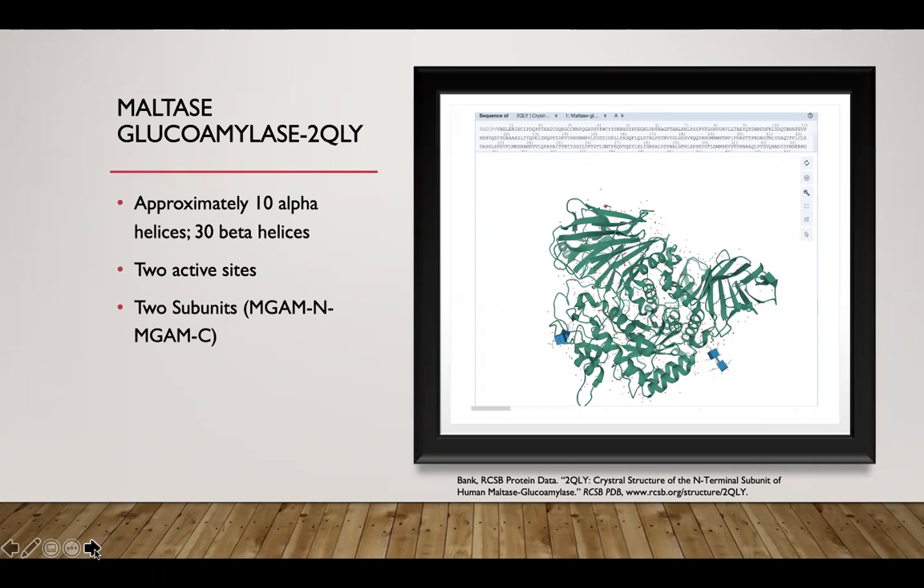The last thing I'd like to refresh you all with is the structure of maltase. This is an example of the N-terminal subunit of maltase found on RCSB using code 2QLY. From this, we want to note there are approximately 10 alpha helices and 30 beta strands. We also can note there are 2 active sites, which we will look at closer a little later. Lastly, it's important to know there are 2 subunits of maltase, both the N-terminal and the C-terminal subunit. However, again, this structure example is only showing the N-terminal subunit.